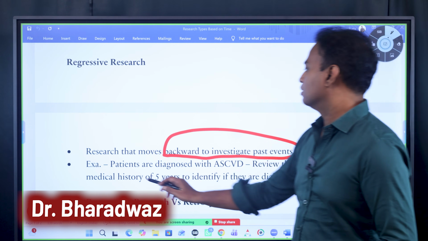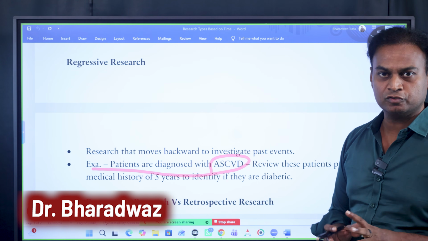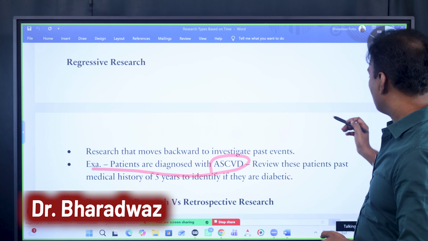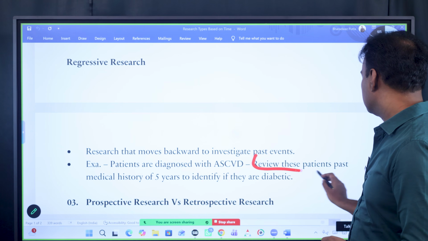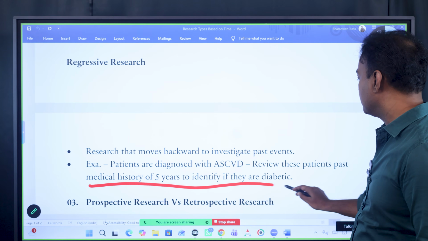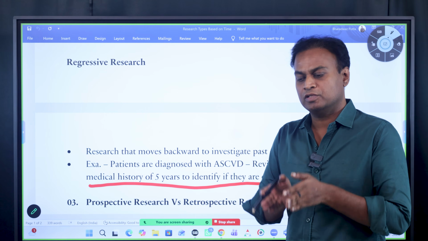Now what happened? The patients are diagnosed with ASCVD. Now the patients have come and they are diagnosed with atherosclerotic cardiovascular disease, or plaques in the heart. What are you doing now? Reviewing this patient's past medical history for 5 years to identify if they have diabetes. They have ASCVD now.